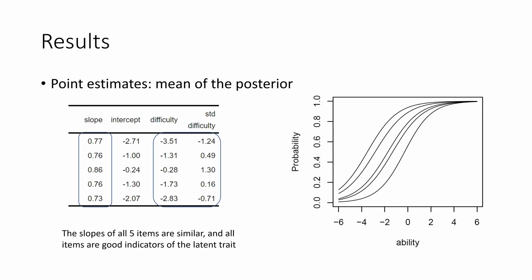As for the point estimates, the mean of random draws was taken after burn-in and thinning, and from the table we can see items have different difficulty levels. And for the slope, even though the third item has a slightly higher value, it is hard to see which trace line is steeper than the other 4, and the assumption of equal slope is reasonable. Those trace lines are not flat. All of them seem to be good indicators of the latent construct, so no problematic items were found.